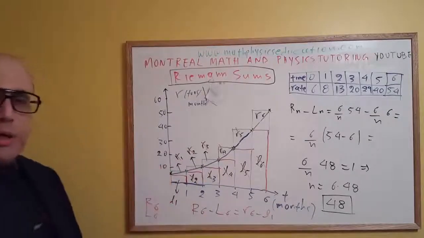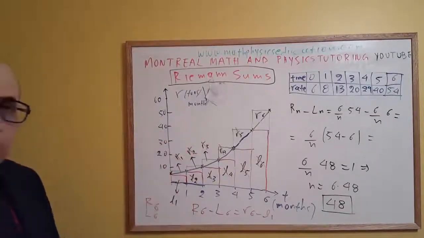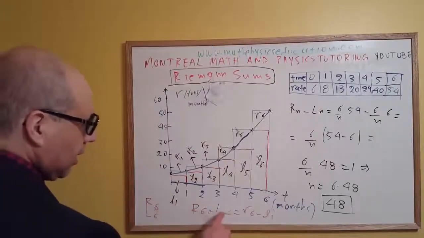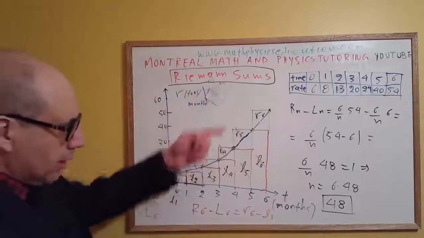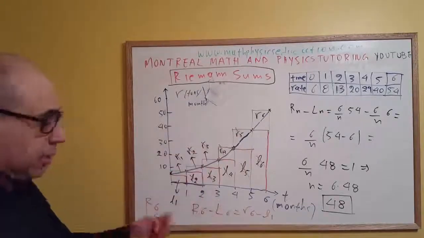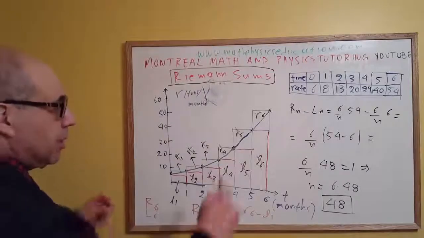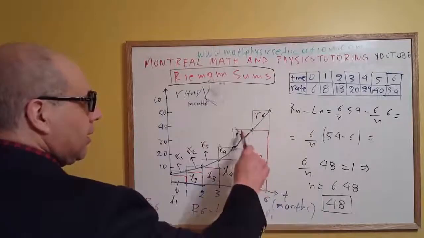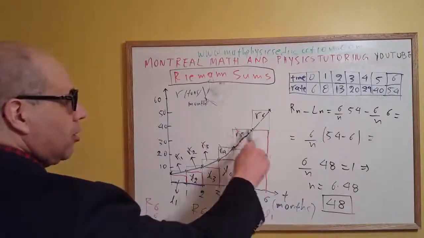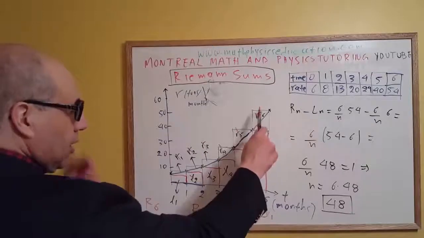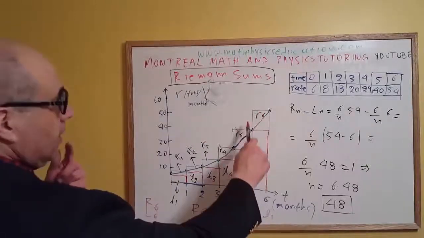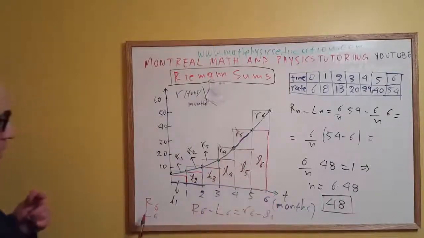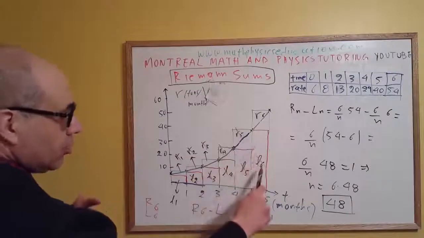I want to explain this again, because that's the most critical point here. When you try to create this difference, R6 minus L6, which is the right-hand point Riemann sum minus the left-hand point Riemann sum, you see that starting from R6, then you go to R5. The R5 will be exactly equal with the L6, so this cancels with this.